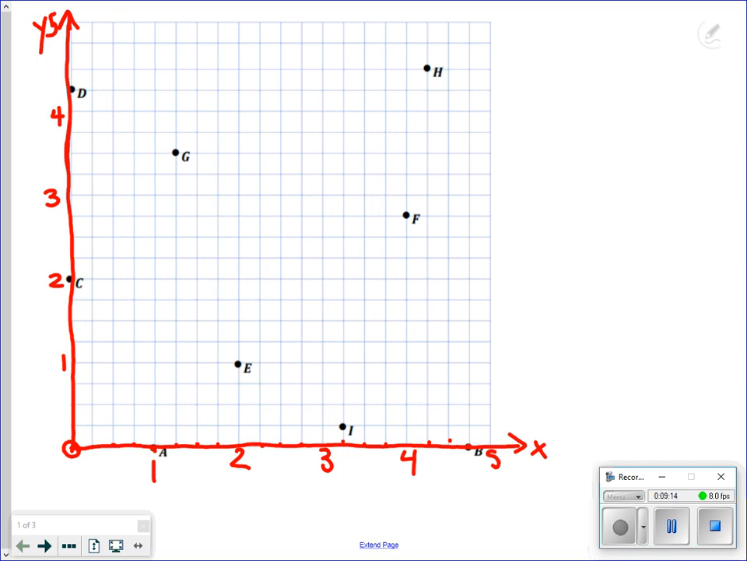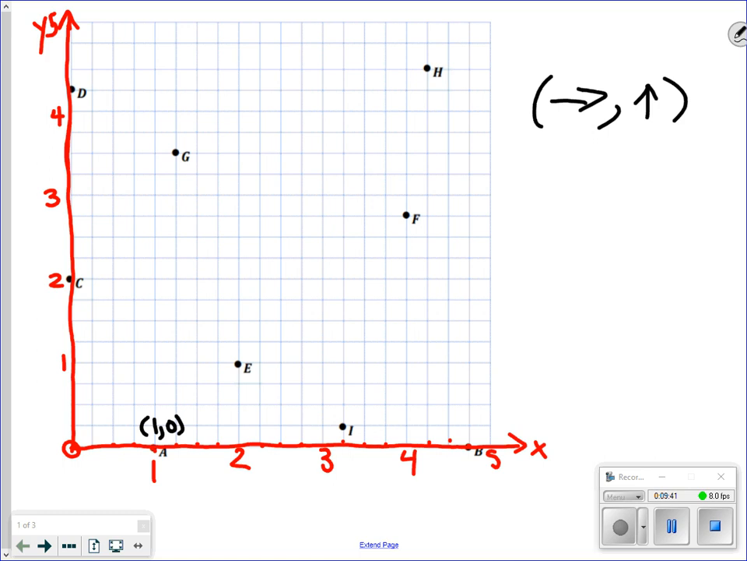So A is 1, 0. It goes over to the 1, but doesn't go up. So it's 1, 0. Your coordinates, they go in the elevator before they go up in the elevator. For the millionth time.